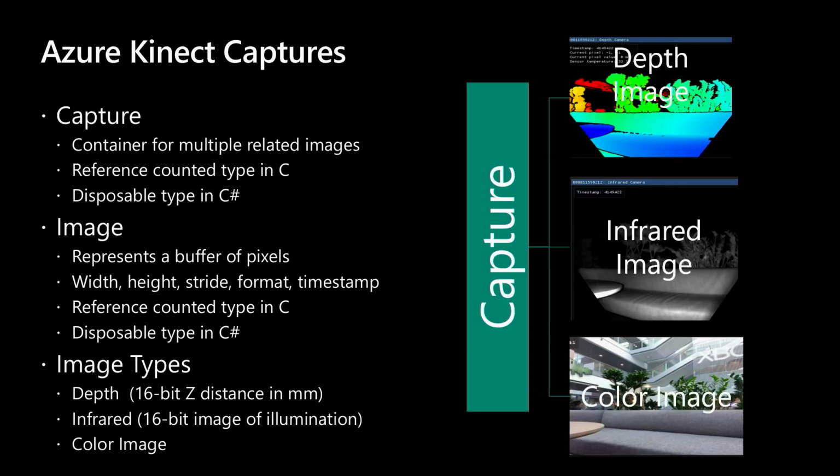So a capture can contain up to the depth image, the infrared image, and the color image. The depth image and the infrared image both come from the same camera, and the color image comes from the color camera. When we think about the types that are associated with these, the depth image contains unsigned 16-bit integers that represent the z distance from the camera in millimeters, and the infrared image represents the amount of illumination returned by the camera's emitters and bouncing off the scene and back into the camera. And the color image is standard color information.